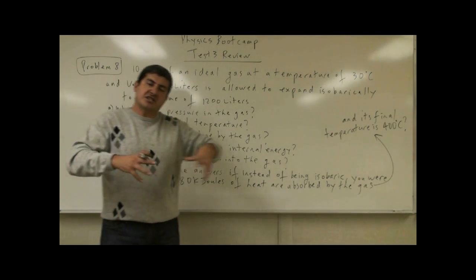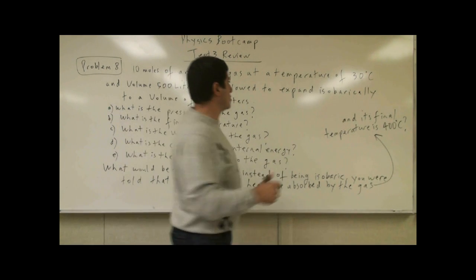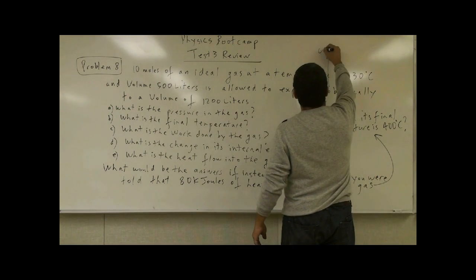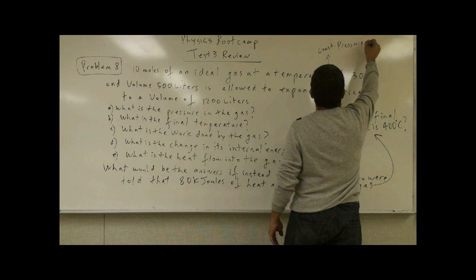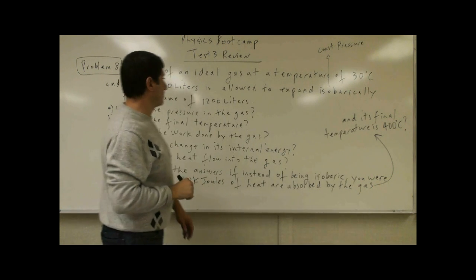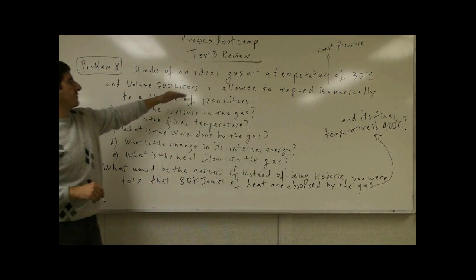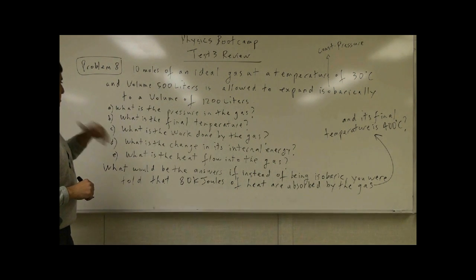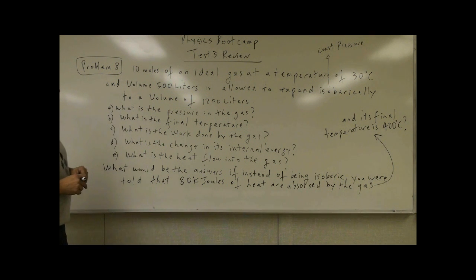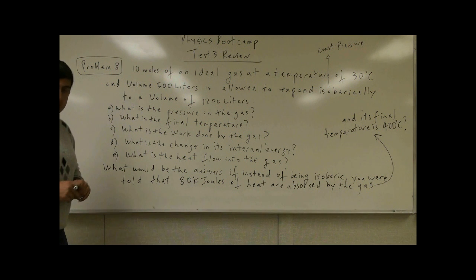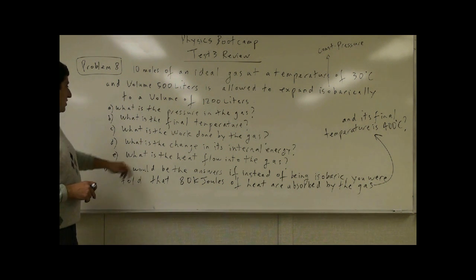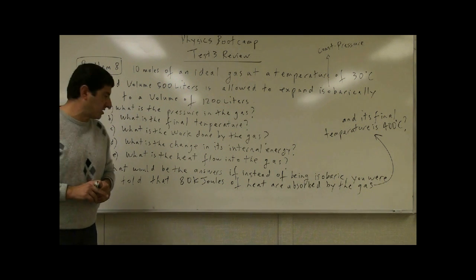Okay, so you have a process taking place here, a thermodynamic process. Isobaric means constant pressure. So it's expanding under constant pressure to a volume of 1200 liters, right? A, what is the pressure in the gas? B, what is the final temperature of the gas? C, what is the work done by the gas? D, what is the change in its internal energy? E, what is the heat flow into the gas?